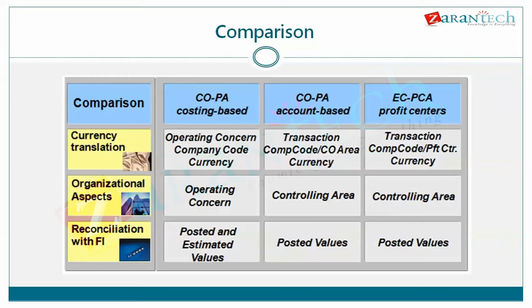In continuation with the same, currency translation. So in COPA we have costing based, we have operating concern currency, but in account based we can have company code currency as well, and the same will be in profit center. It will be transaction company code or profit center currency. High level aspects. Operating concern is top in COPA. In account based we have controlling area, it is more CO driven, and in Profit Center again we have controlling area.